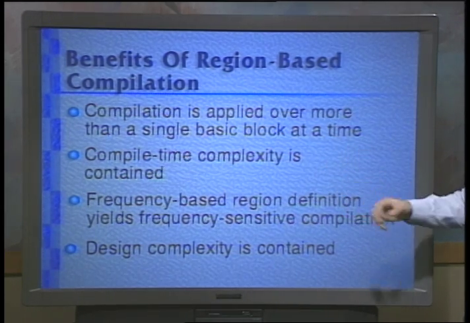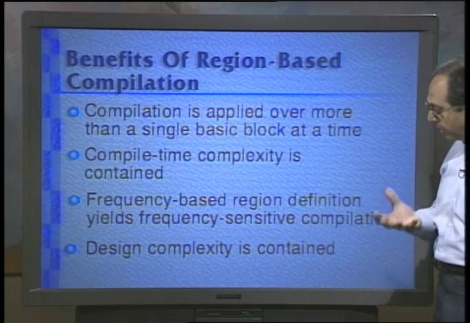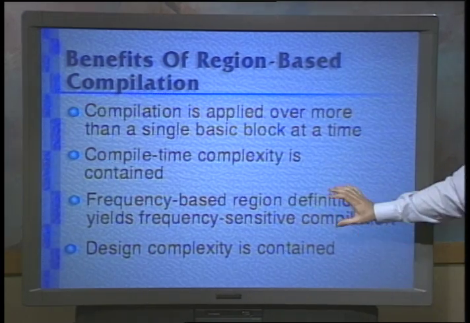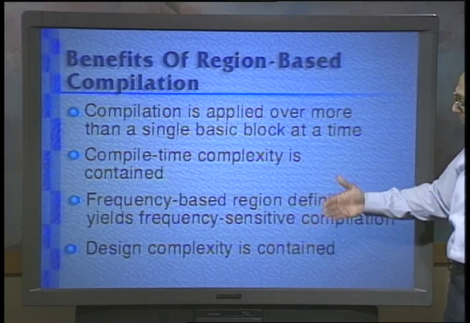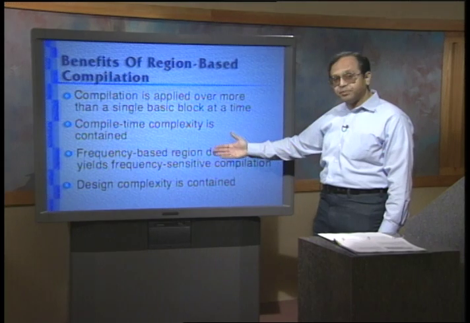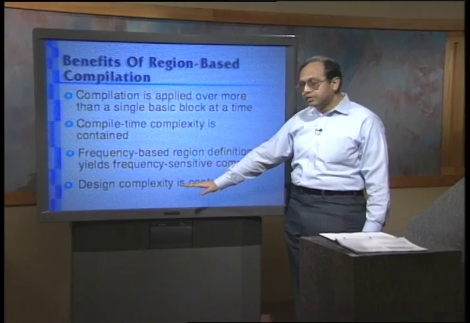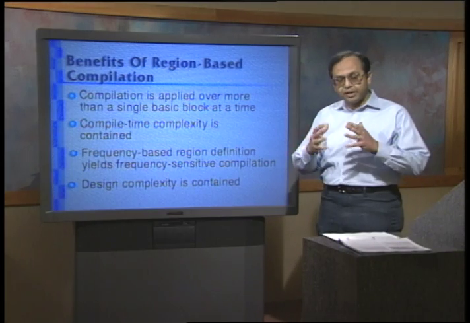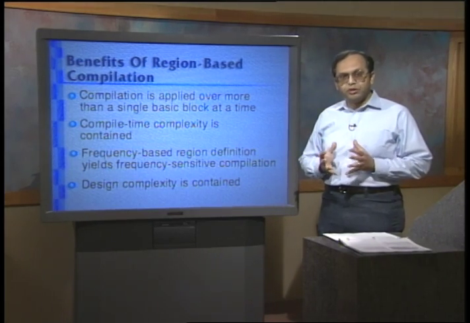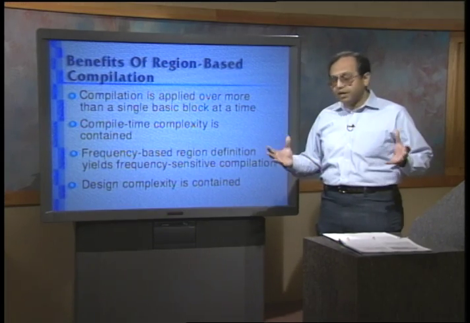If the regions are selected in a frequency-sensitive fashion, and the most frequent ones are processed before the less frequent ones, then we get frequency-sensitive compilation. In the case of optimization, for instance, we would optimize the more frequent regions at the expense of the less frequent regions, which is probably something that is desirable. And finally, the design complexity is contained as well. We have to only develop algorithms that can operate over relatively small code structures, such as traces or innermost loops, rather than something that can handle an entire program unit.